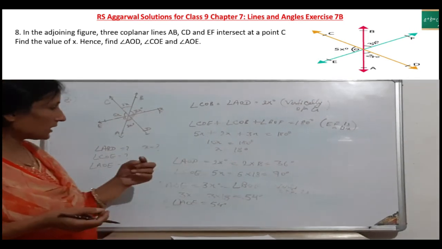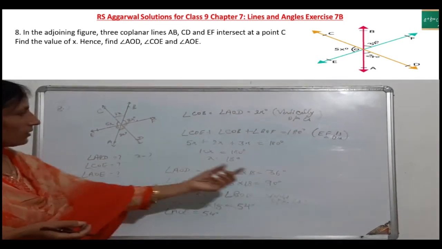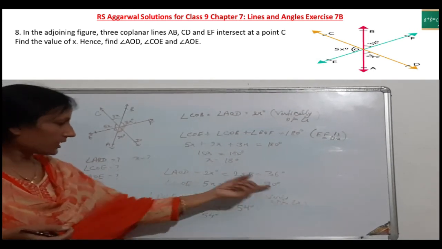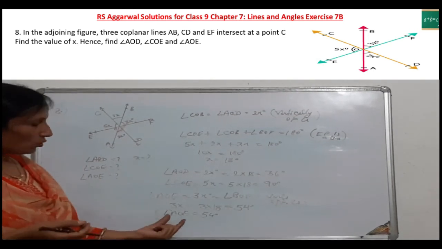So now we got all the things which are asked in the question. X is equal to 18 degrees, the angle AOD is 36 degrees, angle COE is 90 degrees, and angle AOE is equal to 54 degrees.